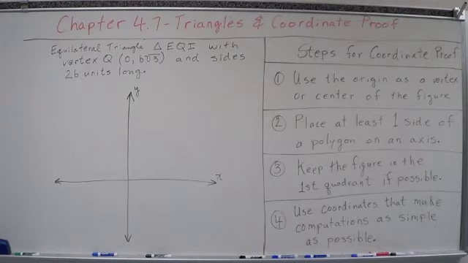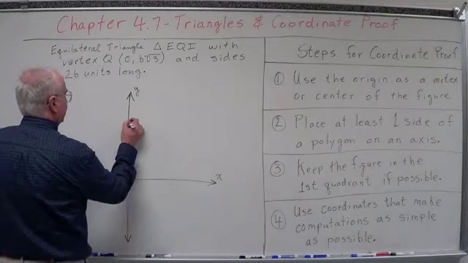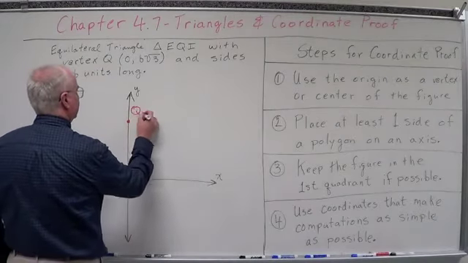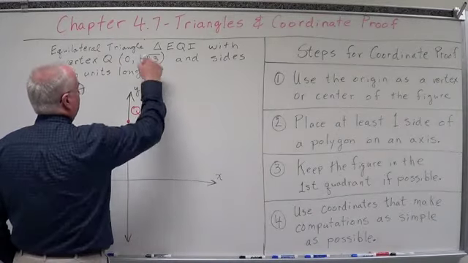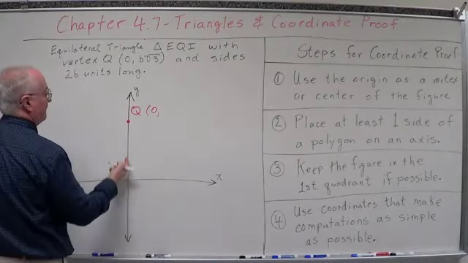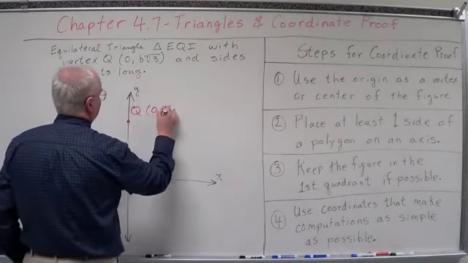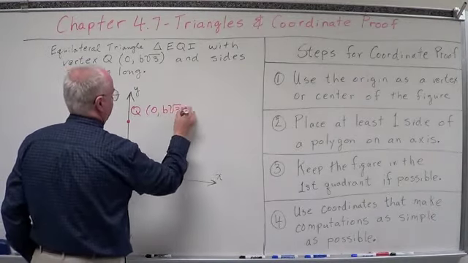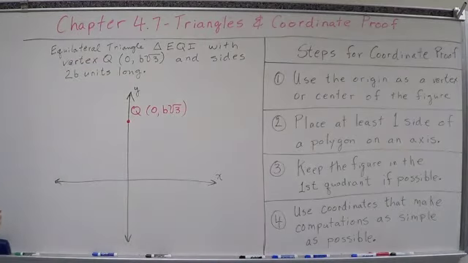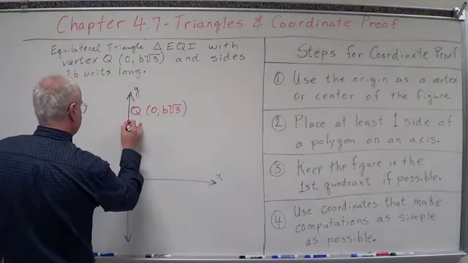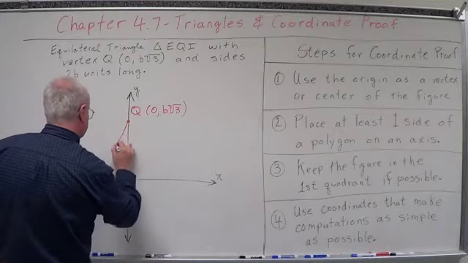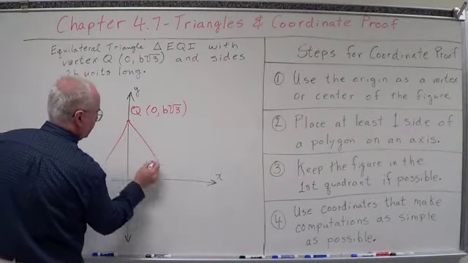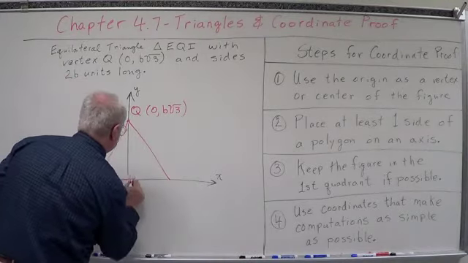Interesting. So let's just stick Q up here. We're going to say it's there, and how far up is it? Well, they tell us it's b square roots of 3. Okay? And it's an equilateral triangle, so let's try to make it as equal as we possibly can. See if we can do this.